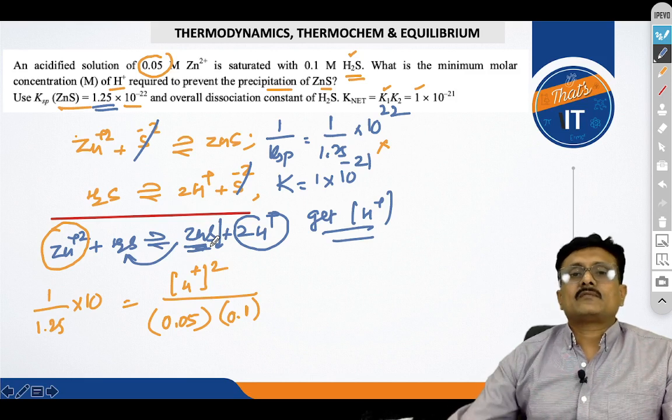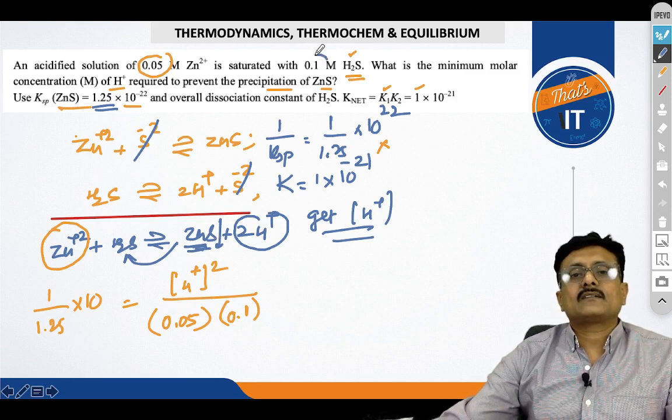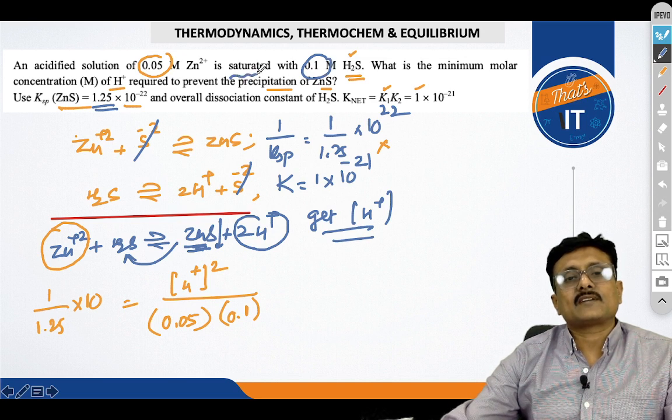Alright, so you might be thinking, why do we have to take the direct values here? You can see it is mentioned that it is a saturated solution, isn't it?